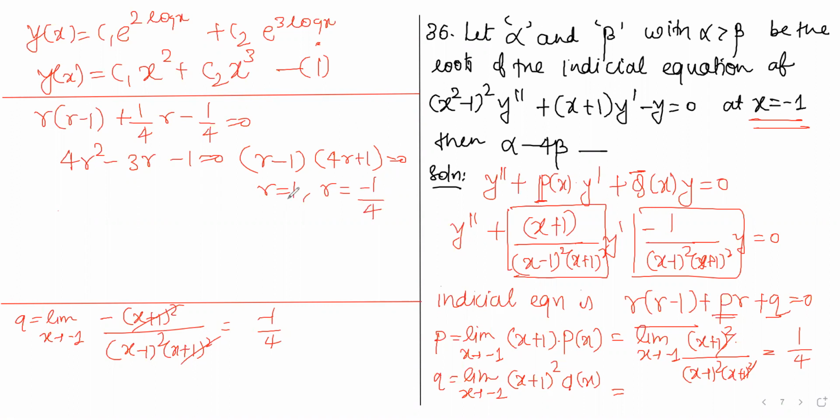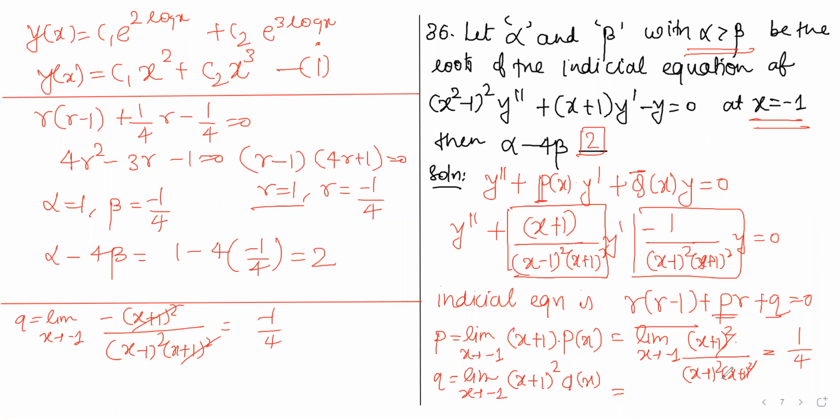So alpha and beta are the two roots. So initial roots, I've got this. Now they are saying that alpha is greater. So 1 is greater than minus 1 by 4. So alpha equal to 1 and beta is minus 1 by 4. So you got alpha minus 4 beta to be 1 minus 4 times minus 1 by 4. That gives me 2. So the answer is 2.